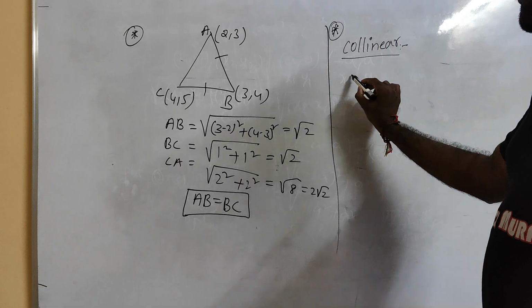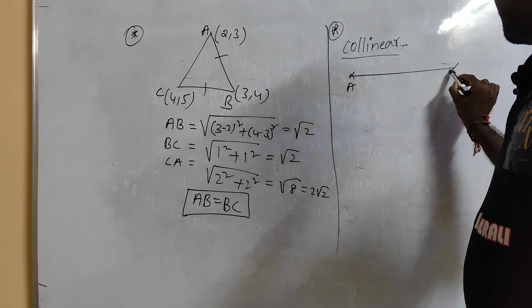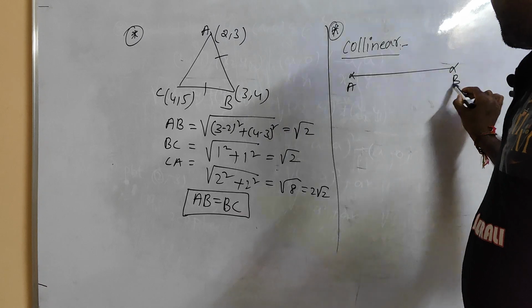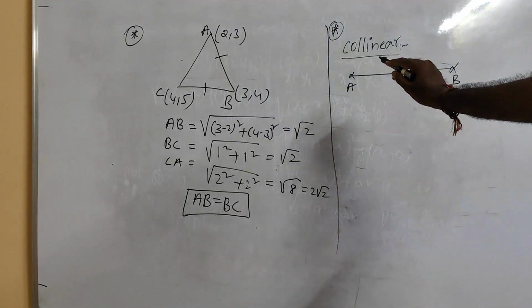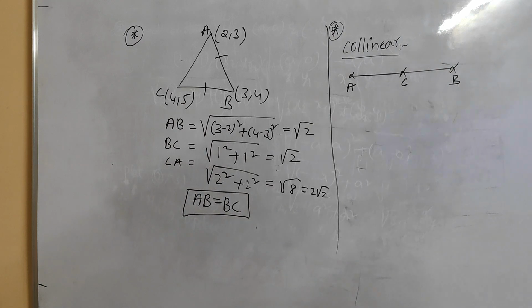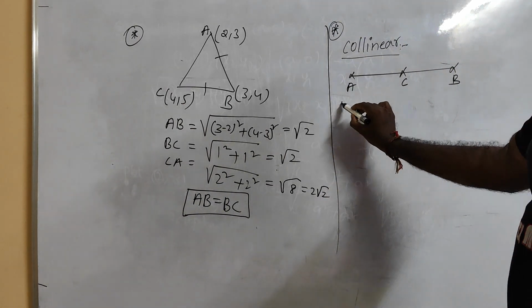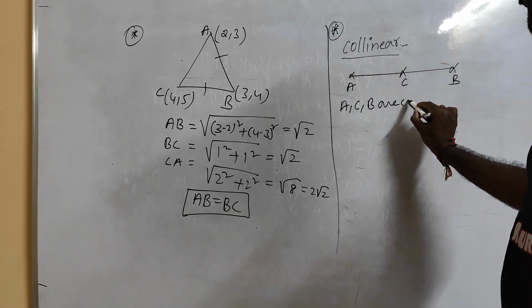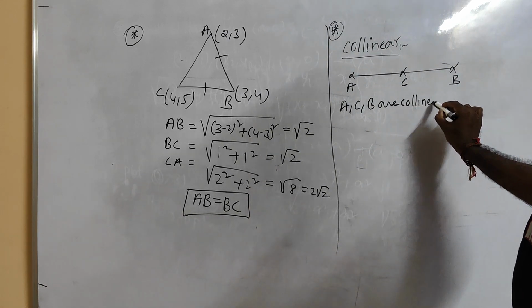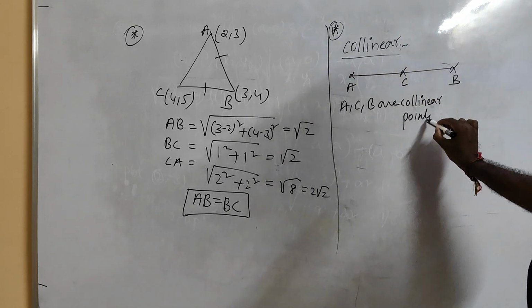See, collinear means I am taking one line, for example, A, B, and I am having one point in the middle which is C, which is on the line AB. If these three are like this, then we can say that points A, C, B are collinear points.